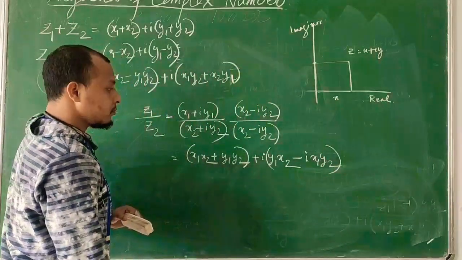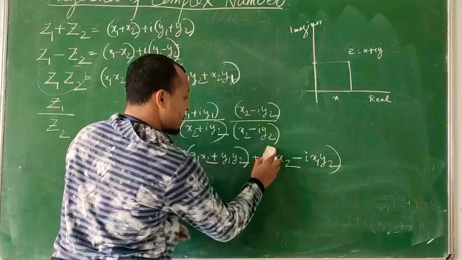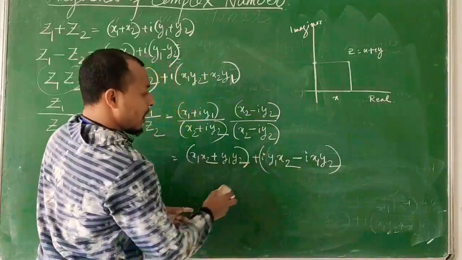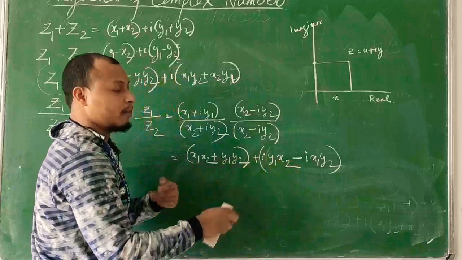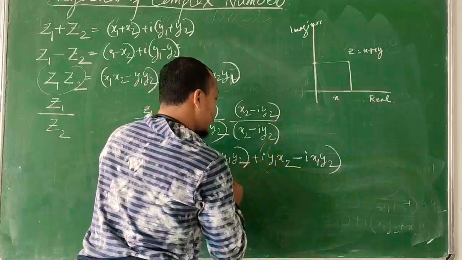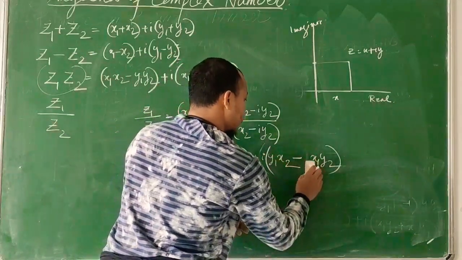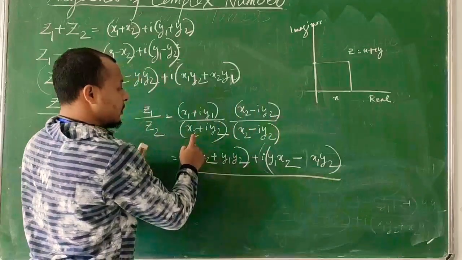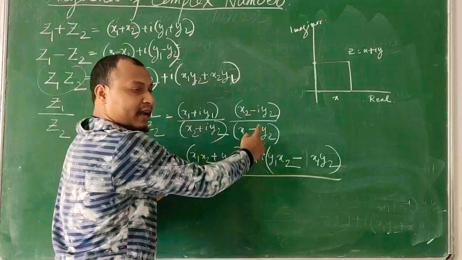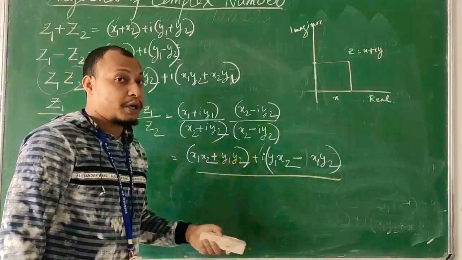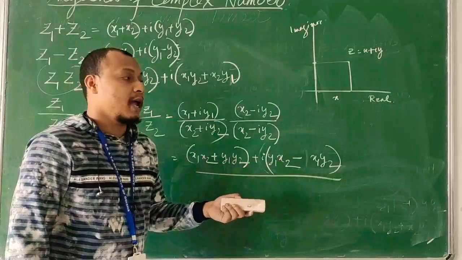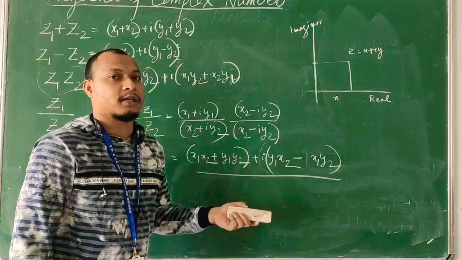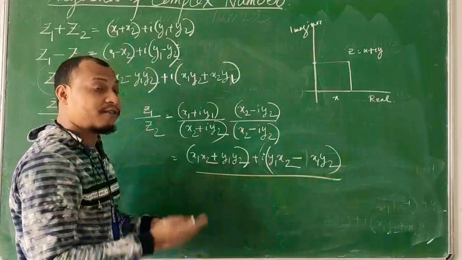Now i is there, so take i common, and then this thing will become this. Then for the denominator, a plus b into a minus b, we know from algebra, is equal to a square minus b square. So we are going to apply the formula here.